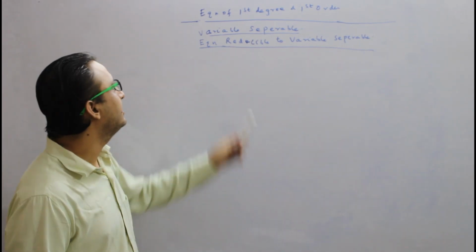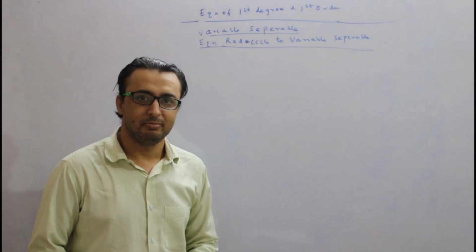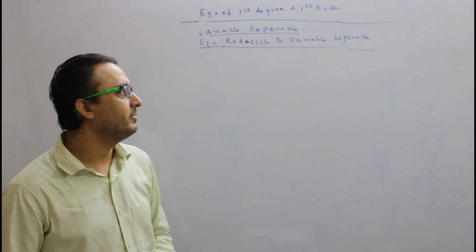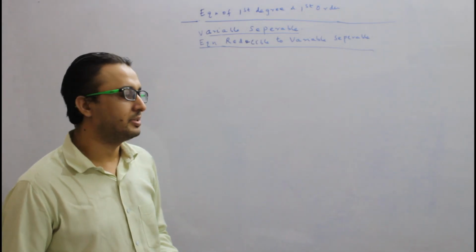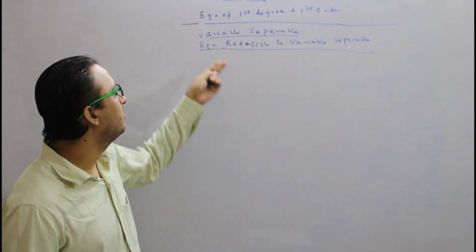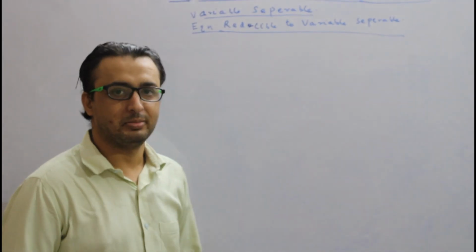We are covering the chapter called Equation of First Degree and First Order. And in the previous lecture, we have studied about variable separable. We have also taken questions asked in civil services examinations. Now, we are going to start with equations reducible to variable separable.